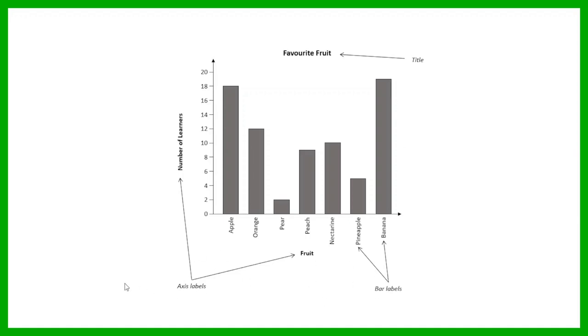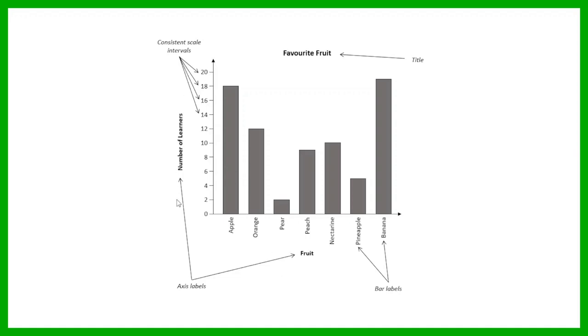The next thing you have to make sure is you have to have gaps in between your bars when you're doing a bar graph. We're still going to learn about histograms, which look very similar to bar graphs. They are the ones that don't have gaps between the bars. So in a bar graph, there must be gaps in between.